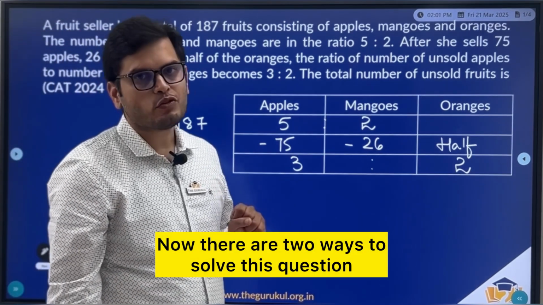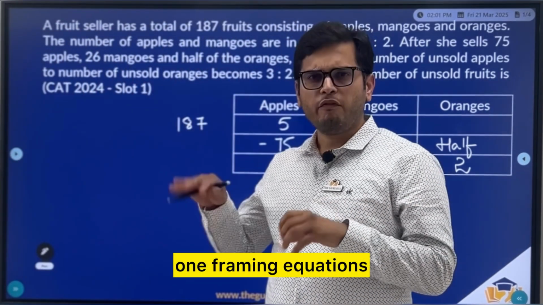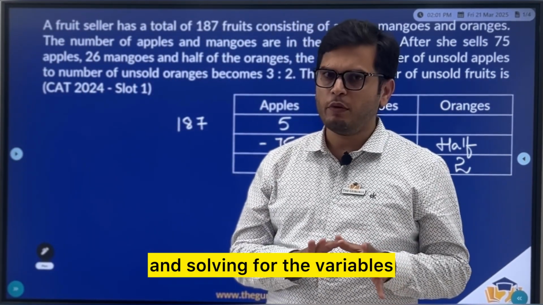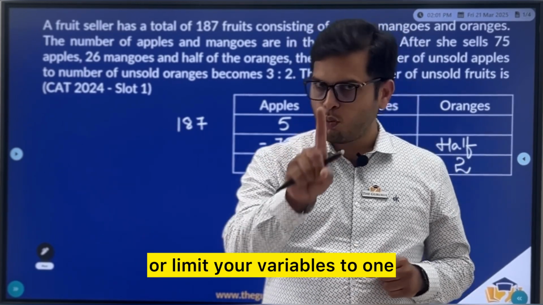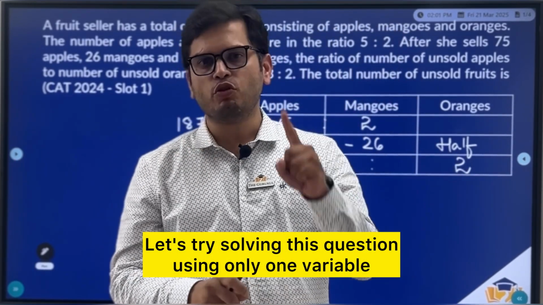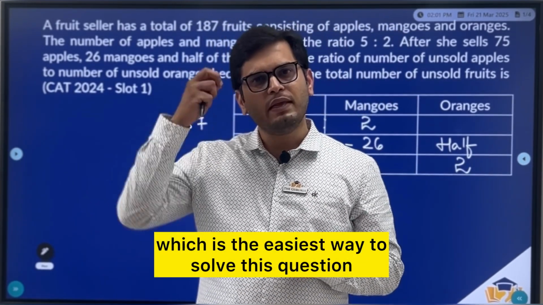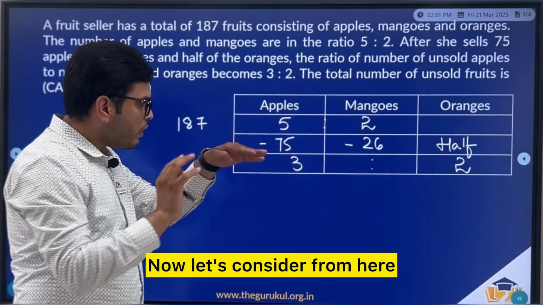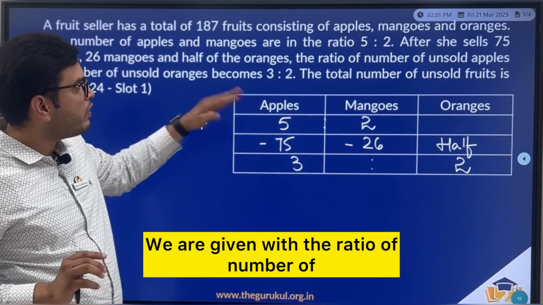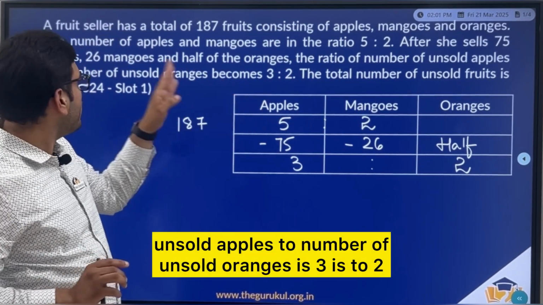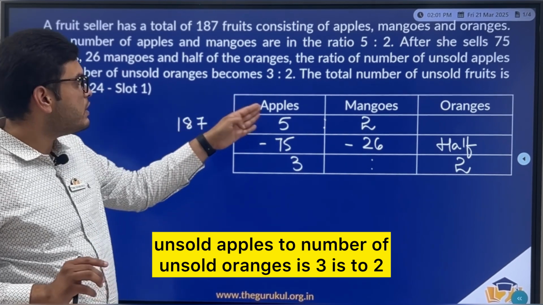Now there are two ways to solve this question. One, framing equations and solving for the variables, or limit your variables to 1. Let's try solving this question using only one variable, which is the easiest way to solve this question. Now let's consider from here. We are given the ratio of the number of unsold apples to the number of unsold oranges is 3:2.